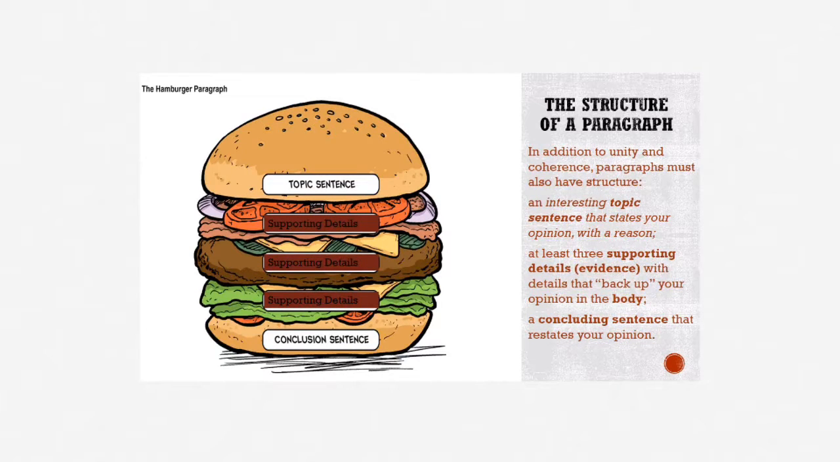In addition to unity and coherence, a paragraph must also have correct structure. That is, it should have an interesting topic sentence that states your opinion with a reason. It should have at least 3 supporting details or evidence to support or back up your opinion, and a concluding sentence that restates your opinion.